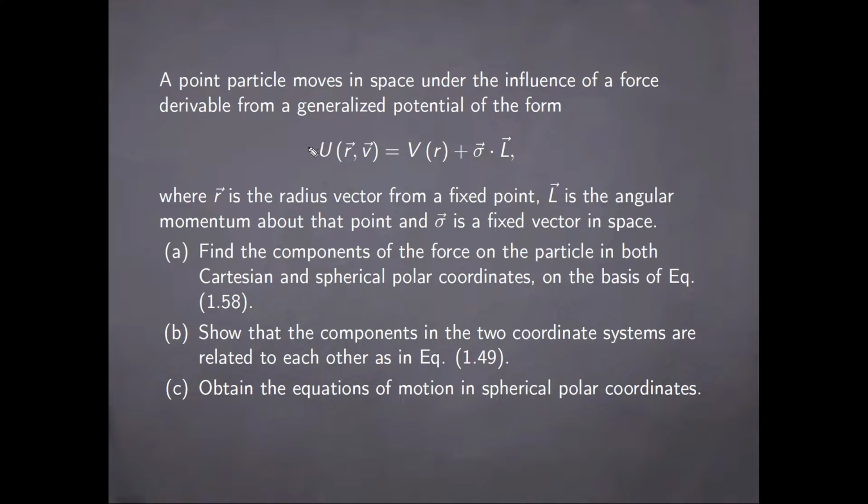In any case, for the illustrative example given here, we are given the following tasks. We are to find the components of the force on the particle in both Cartesian and spherical polar coordinates on the basis of equation 158. We need to show that the components in the two coordinate systems are related to each other as in equation 149, and we are to obtain the equations of motion in spherical polar coordinates.